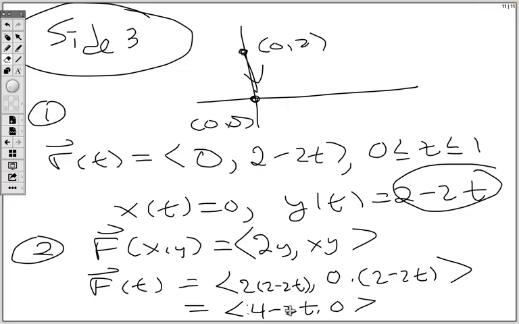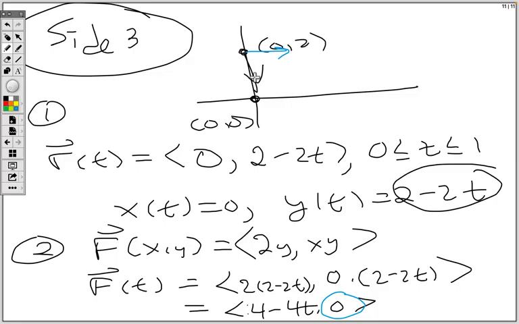What this is saying here is that if I look at this field, notice that the y component of this field is always 0. That means this field only has movement in the x direction. So as I go down here, when t is 0, I'm at the top here. The field is positive 4. So it's looking like this.